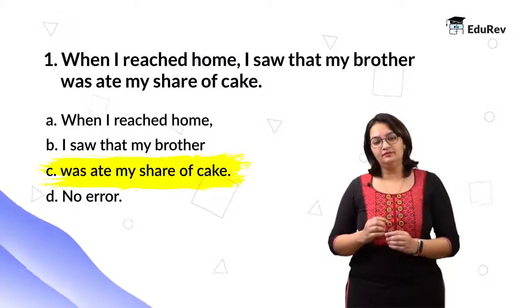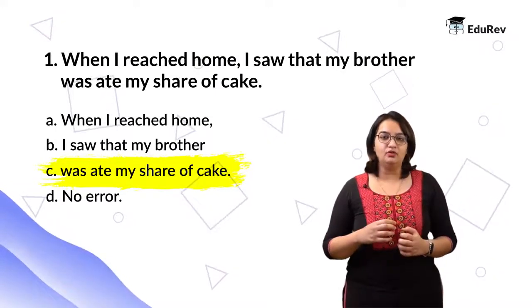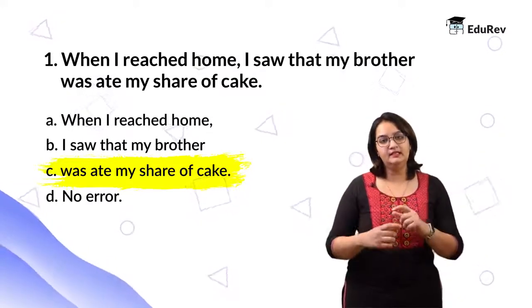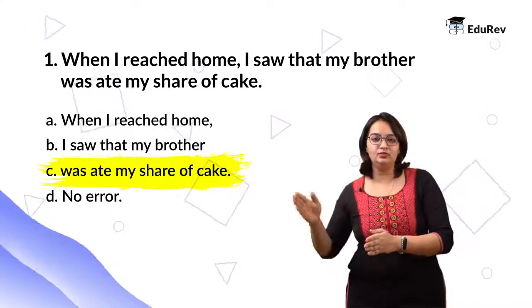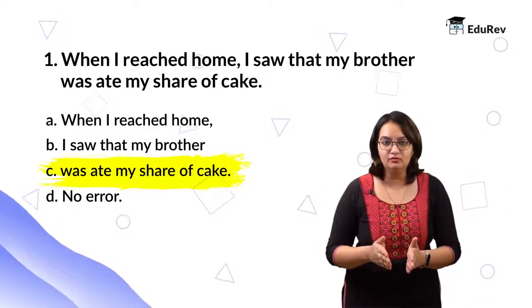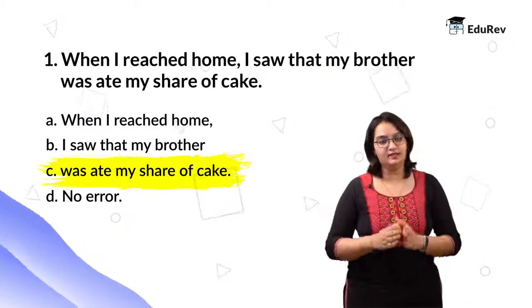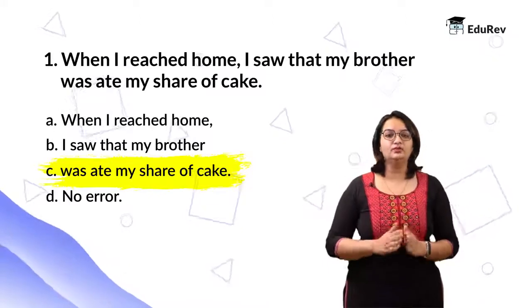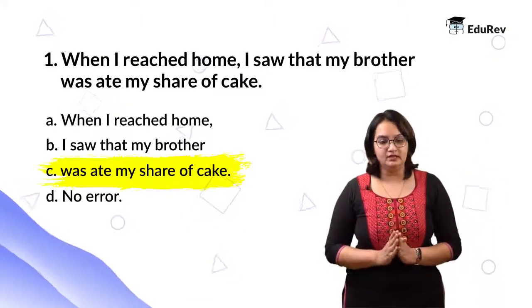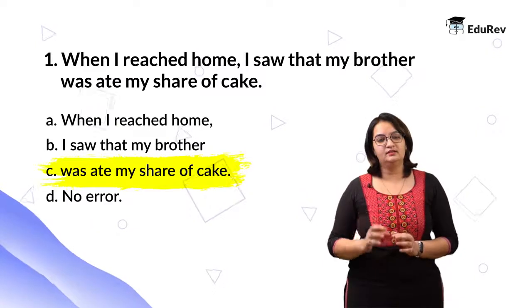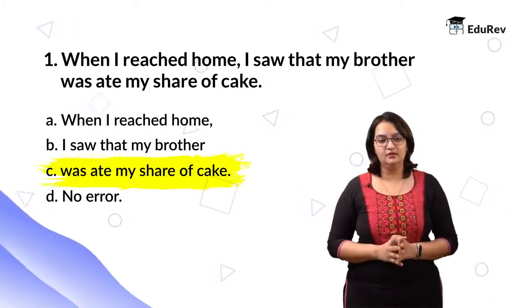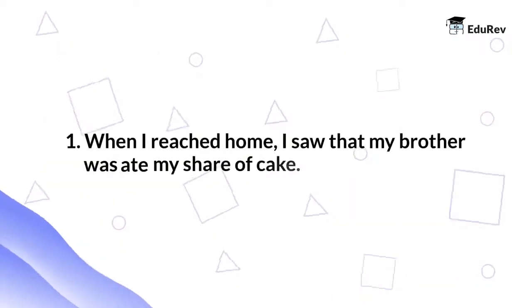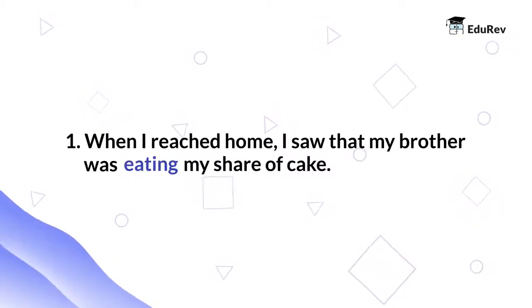Here, why we are going with this one particular choice is because it is an action in motion. He is not saying after I reached home, I found so and so happening. He is saying when I reached home, I observed that my brother is eating something, and that is my share of cake. And therefore, we are going to go with this particular variation. The presence of was suggests that the first statement that I explained is the correct answer. So, the correct statement is, when I reached home, I saw that my brother was eating my share of cake.